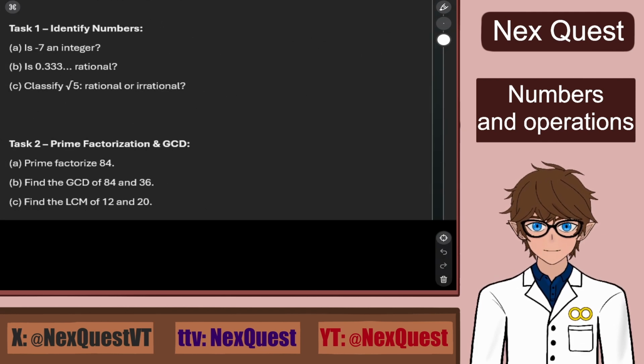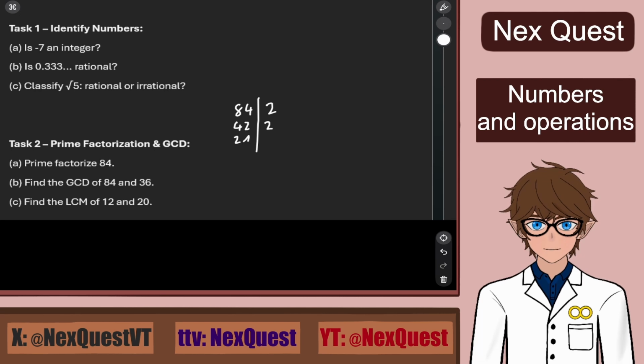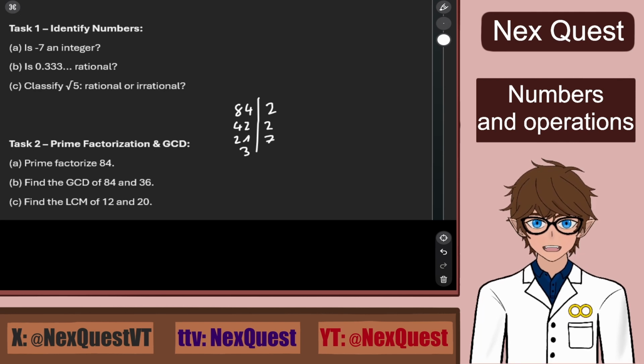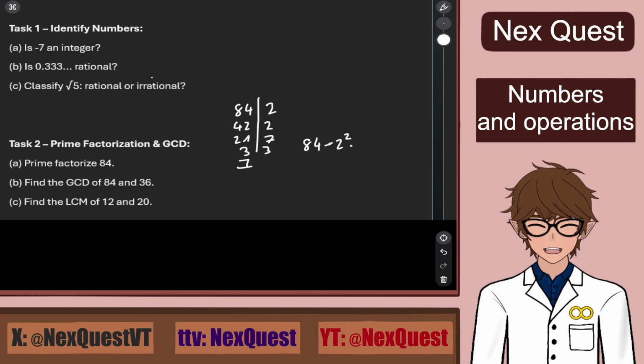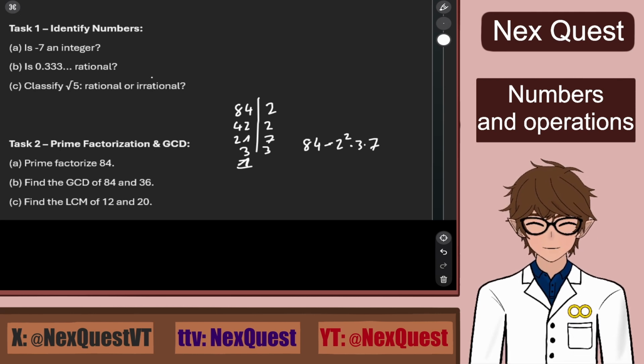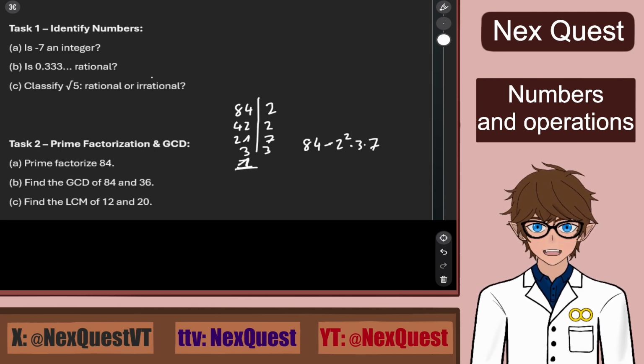Now for task 2. Prime factorization and greatest common divisor and lowest common multiple. Prime factorize 84. I will clear the page so we get a bit more space. We write this down, we divide by 2, we get 42, by 2, 21, 7, 3, 3, 1. Therefore, 84 is 2 to the power of 2 times 3 times 7.